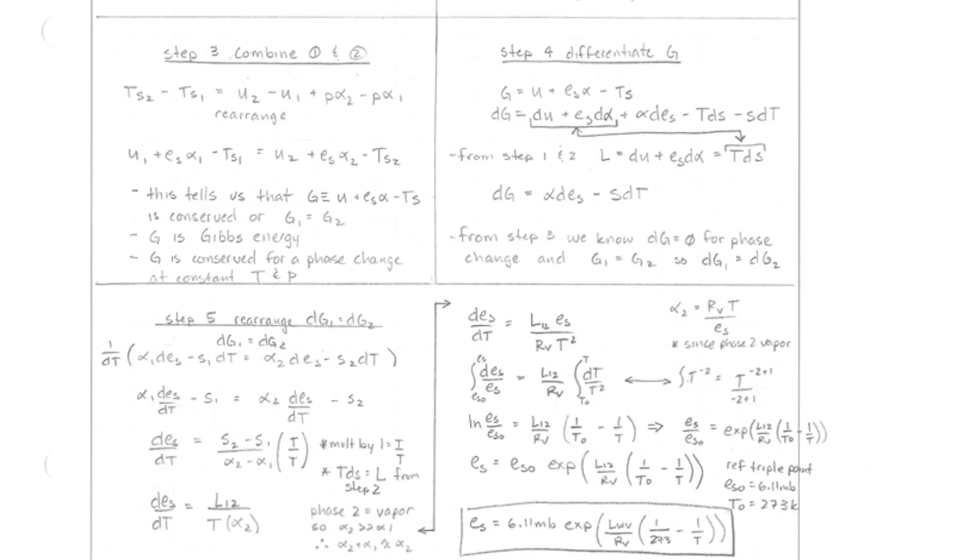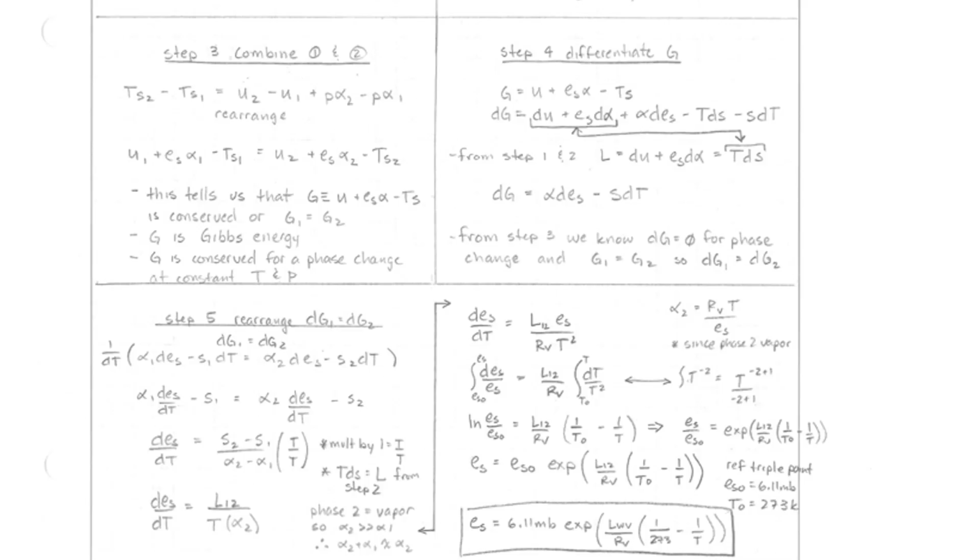So now we just integrate from reference values to E_s and T. And what we end up with is, you've had this integral many, many times. It's just ln E_s over E_s0 equals the two constants, which is latent heat of vaporization over specific gas constant for vapor. And this integral, 1 over T squared, is the equivalent of this over here. So you've got minus 2 plus 1, minus 2 plus 1. And what that turns out to be is 1 over T0 minus 1 over T.